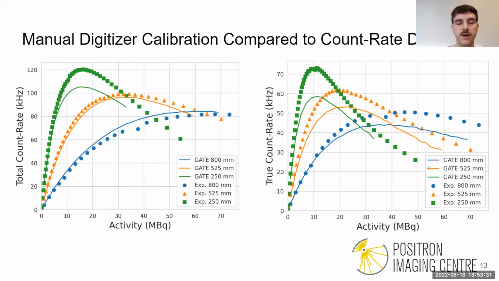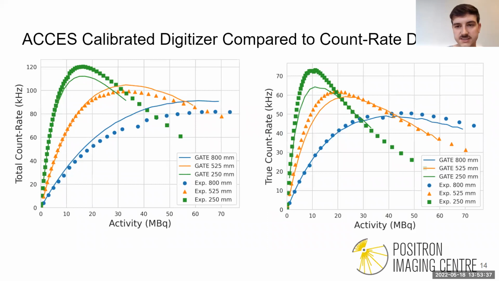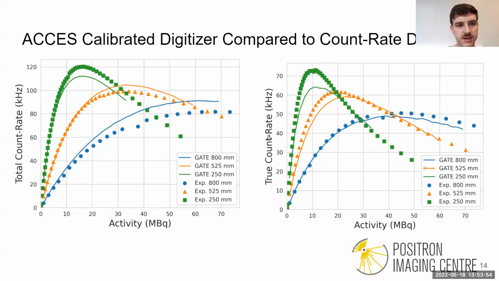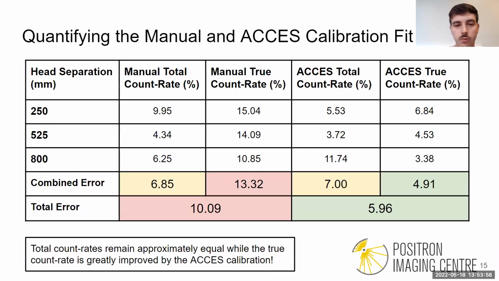And we can compare from the manual calibration how it performed to the experiment, and the GATE simulated, or the ACCES calibrated performance of the count rate versus activity curves. From this, we see that the true count rate is very greatly improved, and the total count rate does stay about the same, a little bit worse, a little bit better in some cases, but about the same. And we can quantify how well this improvement is.